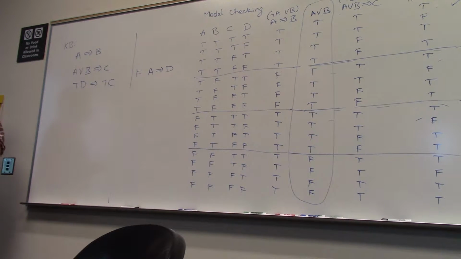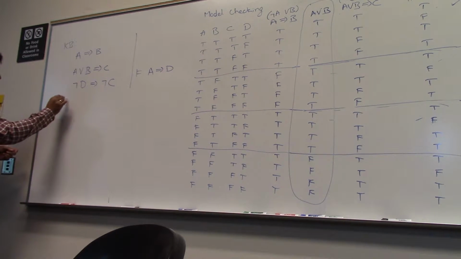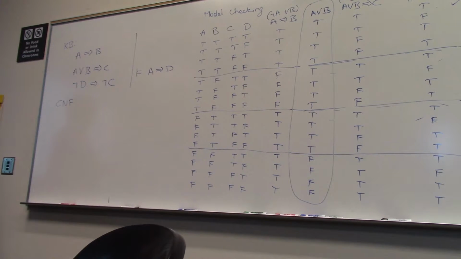So what is CNF? CNF is conjunctive normal form. It's basically an AND of ORs. That's how you can remember it. I thought it was Chomsky normal form. That's for grammars. Yeah, it's the same abbreviation.